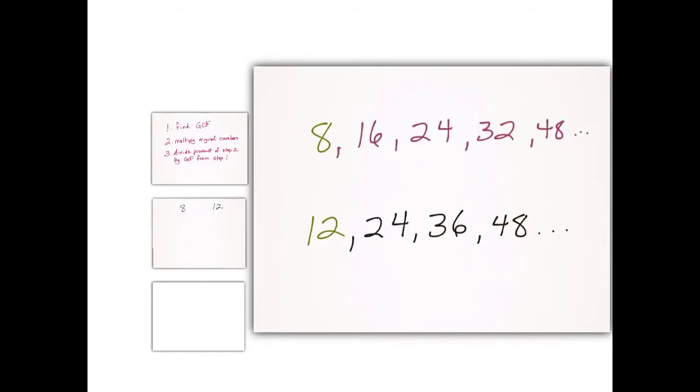Here I've listed multiples of both 8 and 12. So here we have 8, 16, 24, 32, 48, and it goes on. For 12: 12, 24, 36, 48. Now 48 and 24, those are both common multiples, but we're looking for the least common multiple. So for this example, 24 is going to be our least common multiple.